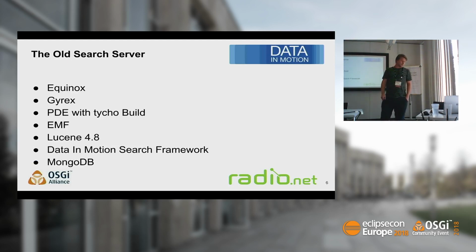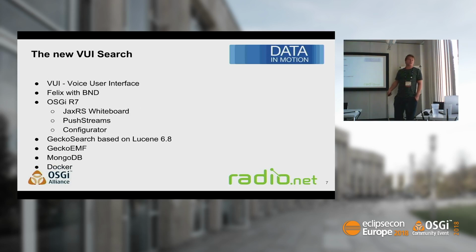And this is what we started with, the old search server. Like I said, Equinox, Gyrex-based, PDE and Tycho build. We heavily use EMF for the data models we grab from the database and use in the API. Also Lucene, a pretty old version, version 4.8. Wrapped around this, we had our Data in Motion search framework, which can take EMF objects and map them to an index. And underneath it, MongoDB as a general data store for the raw data to rebuild the indexes from. I will not go too deep into Lucene during this talk because Lucene could fill a whole day in and of itself. So I will just mention the brief things that are necessary.